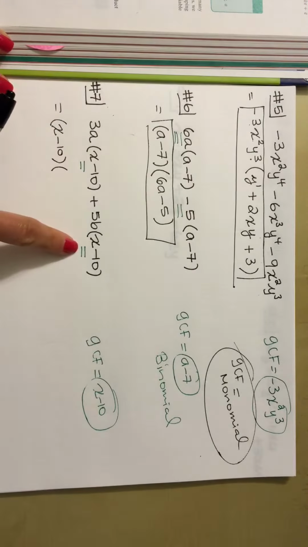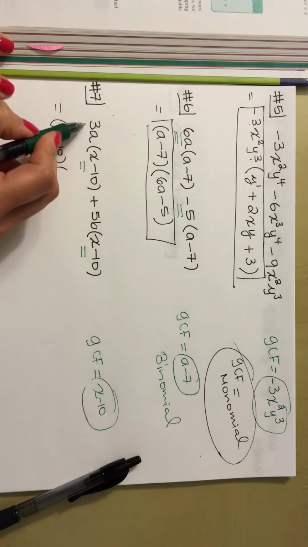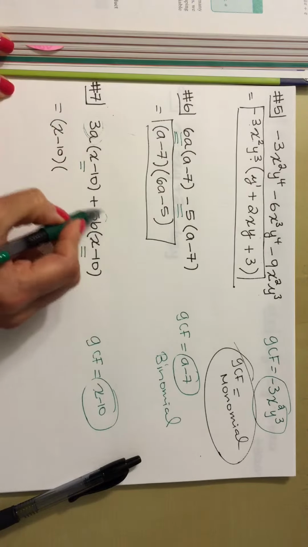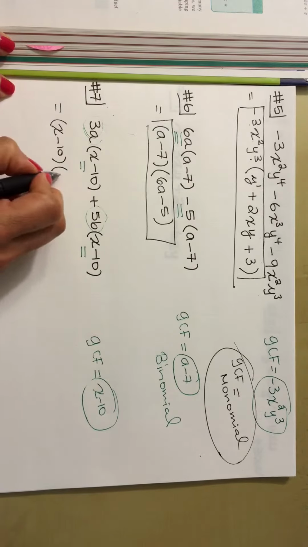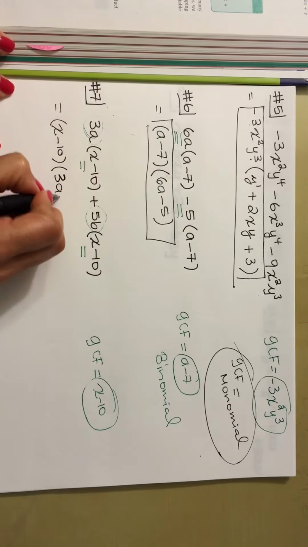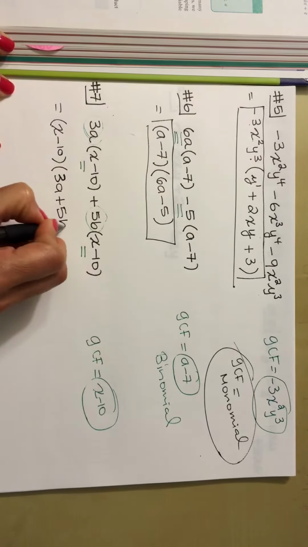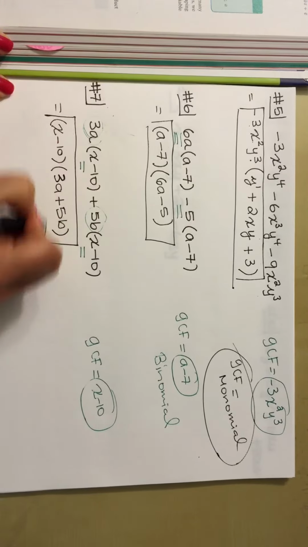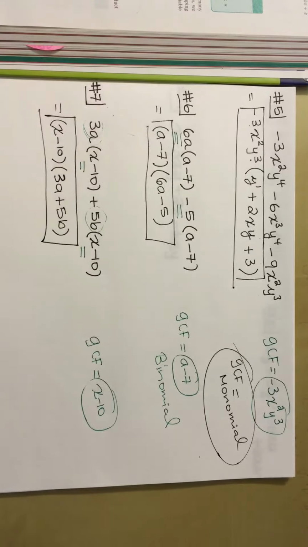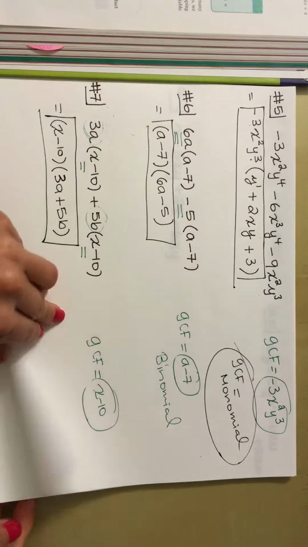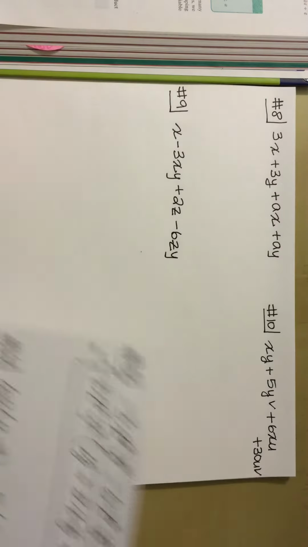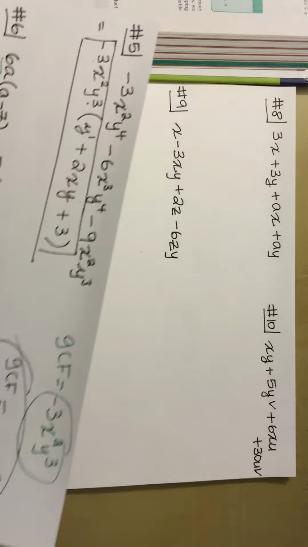Take out x minus 10, what's left? 3a and 5b with a plus because there's a plus there. And then we're done. So 6 and 7 are a little bit faster than the ones that we have previously done. Okay, last 3 examples.